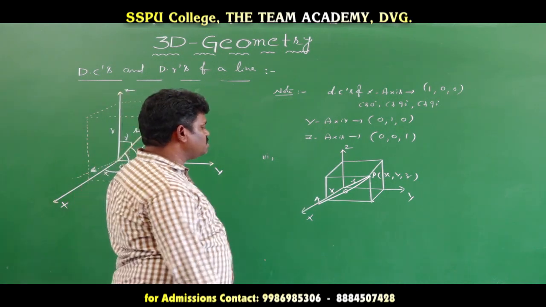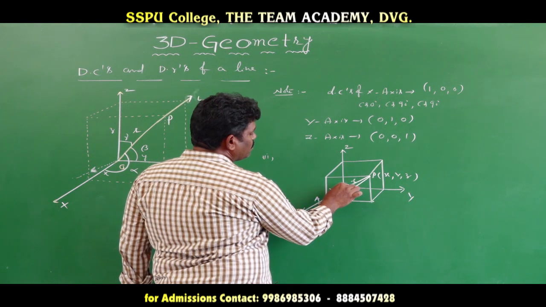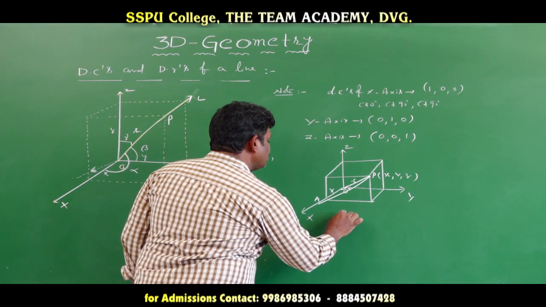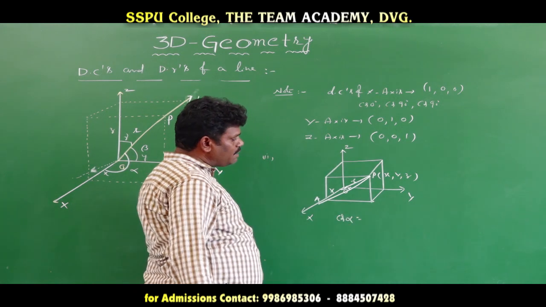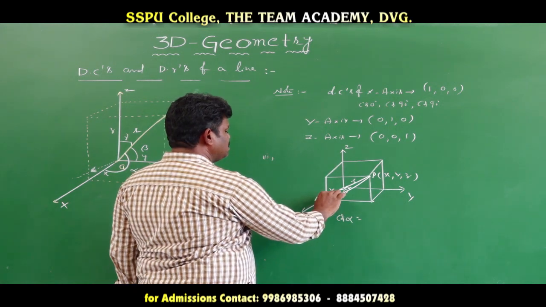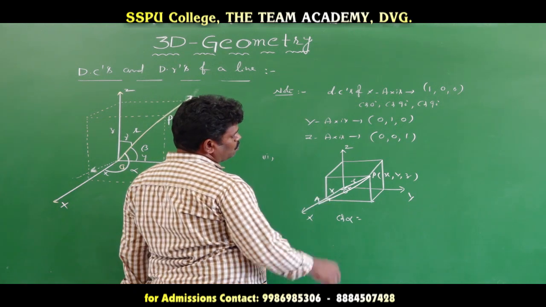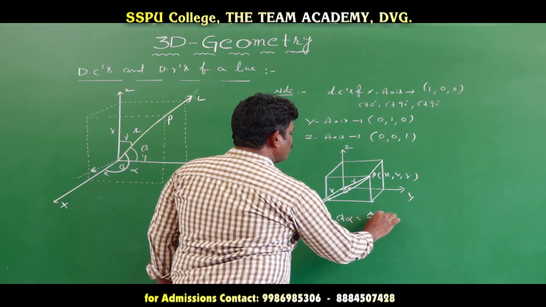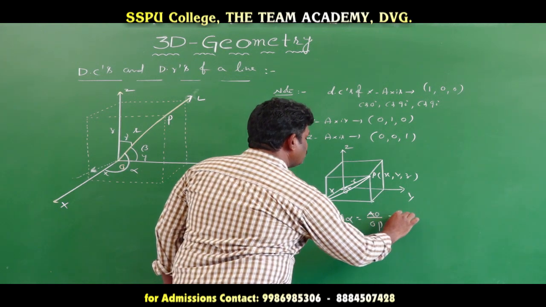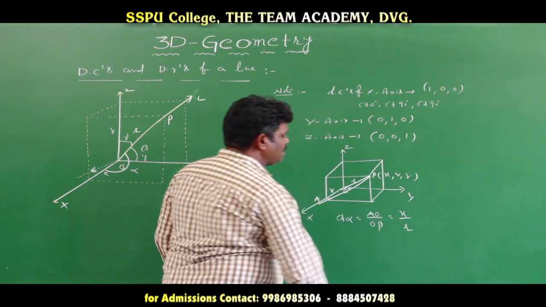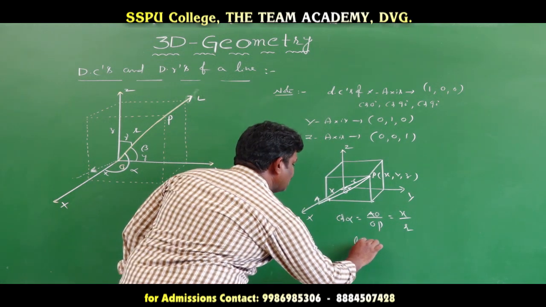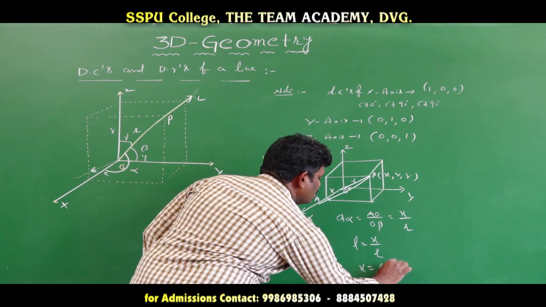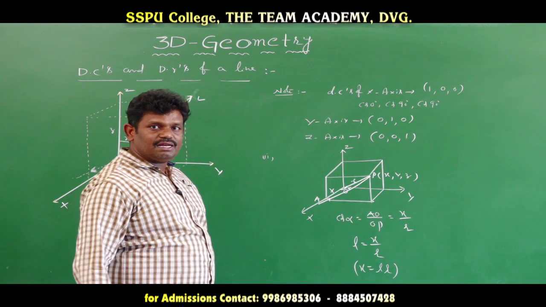So then if we take this triangle, write down the angle alpha that this directional line makes. Then cos alpha is equal to adjacent side by hypotenuse, with 90 degrees here. So cos alpha is equal to AO by OP, that is X by R. Generally cos alpha is equal to L, so L is equal to X by R, and X is equal to LR.